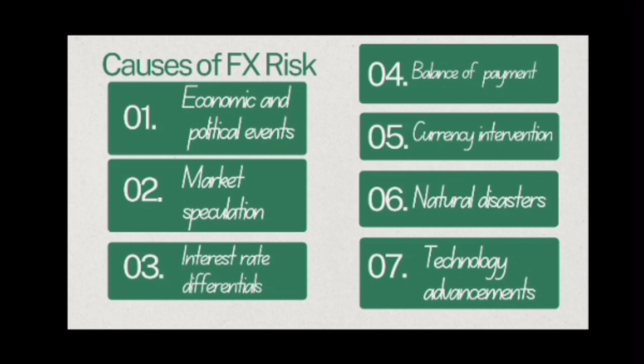Then the fifth one is currency intervention. Central banks may intervene in the currency market by buying or selling a large amount of a currency to try to influence its value. Then the sixth is natural disaster. Hurricanes, earthquakes, and pandemics can disrupt trade and cause currency values to fluctuate.